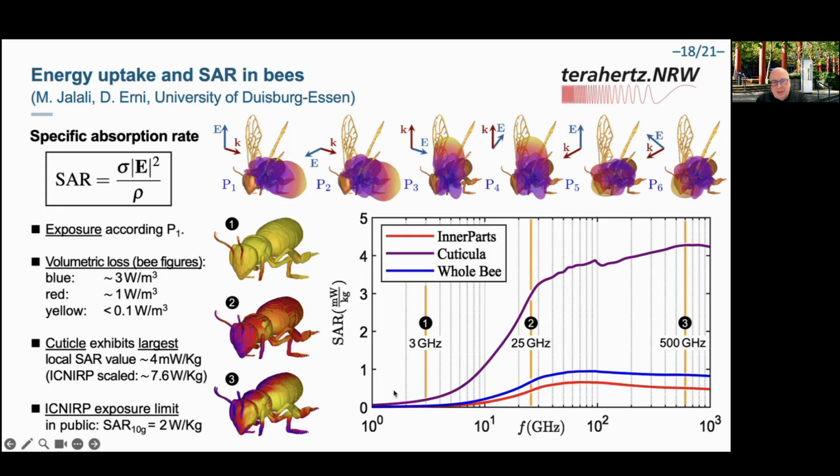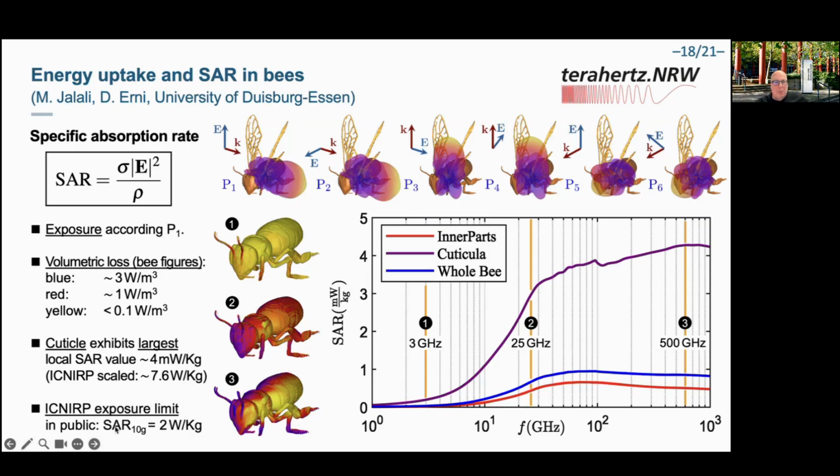On the right-hand side, I show the specific absorption rates against frequency for the cuticle, where it has the largest specific absorption rate, but that is not that important because the layer is very thin. The most important figure is the whole bee specific absorption rate, taking into account the whole bee volume. Why is that the case?